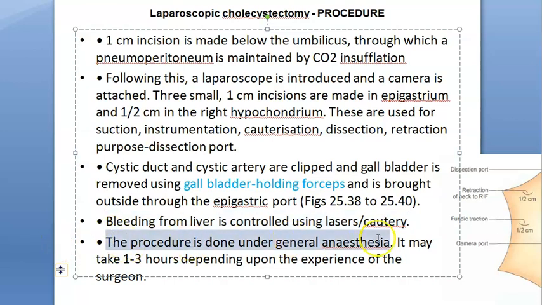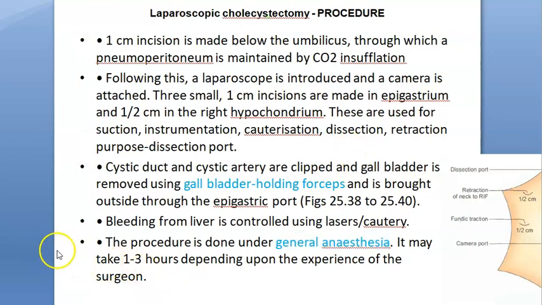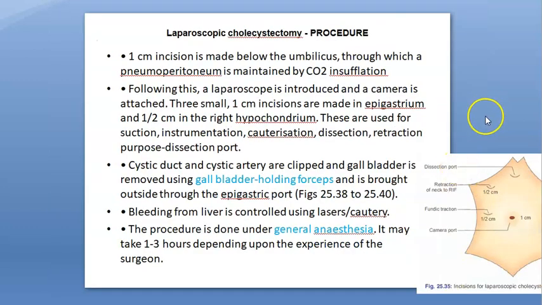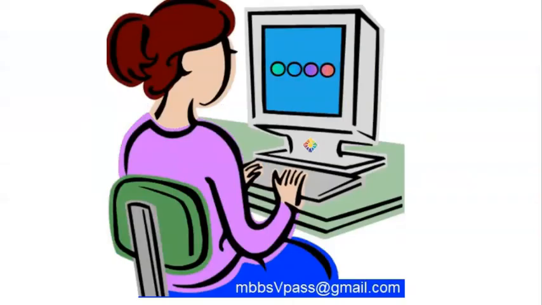The procedure is done under general anesthesia. You have to give general anesthesia to this patient. And it may take 1 to 3 hours depending on the surgeon. It's not a small surgery. It takes 1 to 3 hours, because many surgeries don't take this long, especially laparoscopy. This is quite long according to me.